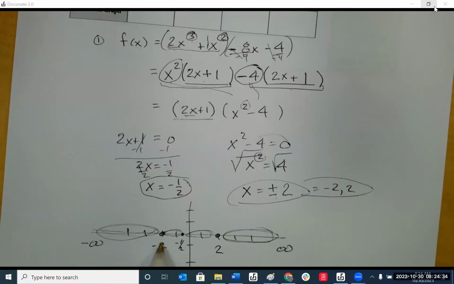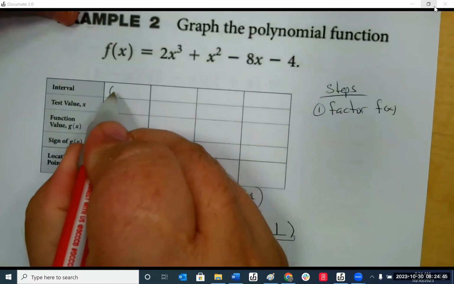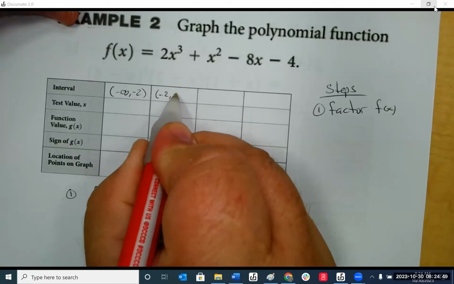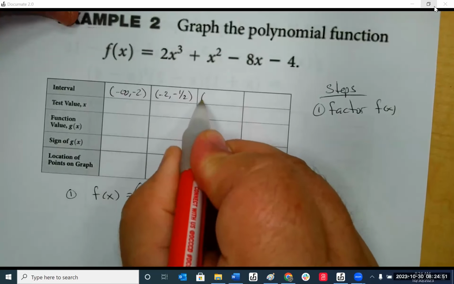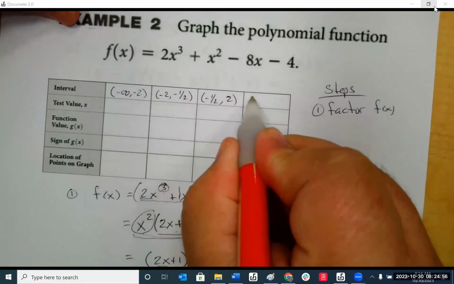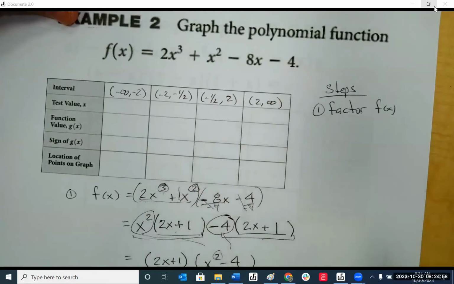Yeah, it stops at the intersections. So negative infinity to the first x-intercept, x-intercept to x-intercept, x-intercept to x-intercept, x-intercept to infinity. So we're going from negative infinity to negative 2, negative 2 to negative 1/2, negative 1/2 to 2, and then from 2 to positive infinity.